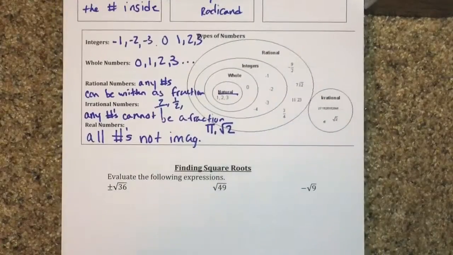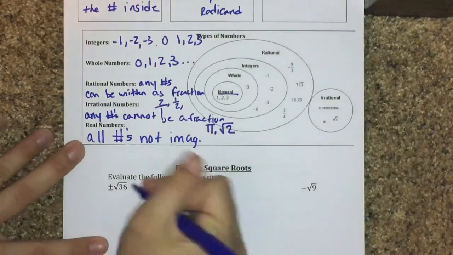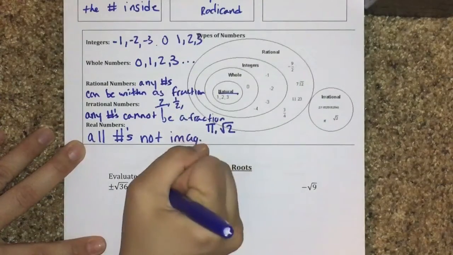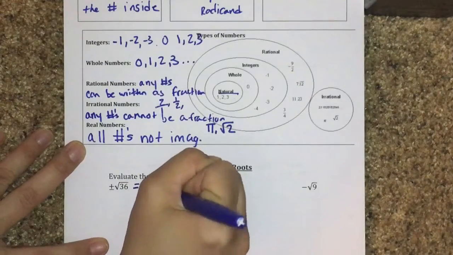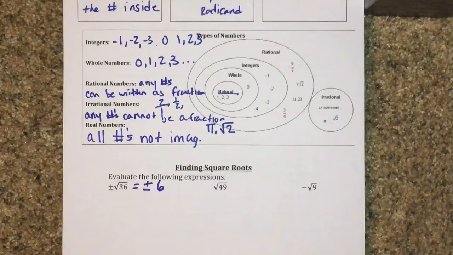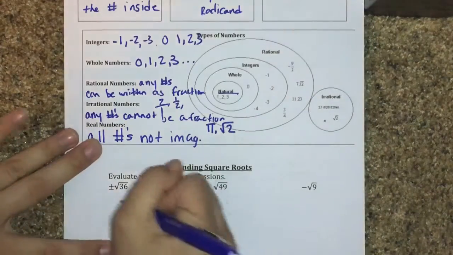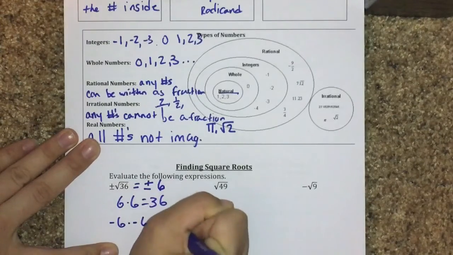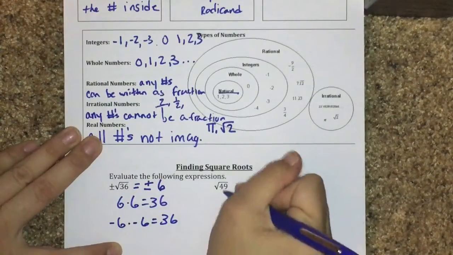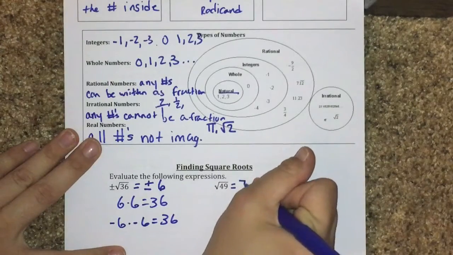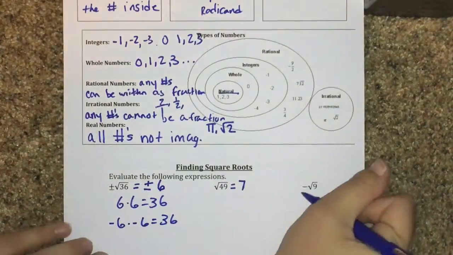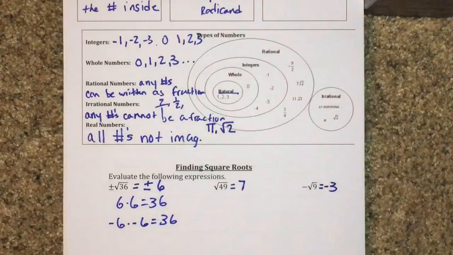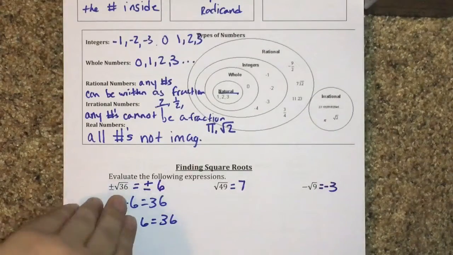Finding square roots, evaluating square roots. We know that the square root of 36, what two numbers multiply to 36? 6 and 6. We have a plus or minus here in front, so our answer is going to be plus or minus 6. Now, why is it plus or minus 6? Because 6 times 6 is 36, and -6 times -6 is also 36. For this one, the square root of 49, we know 7 times 7 equals 49. And the negative square root of 9, well, the square root of 9 is 3, so therefore the negative square root of 9 is -3.